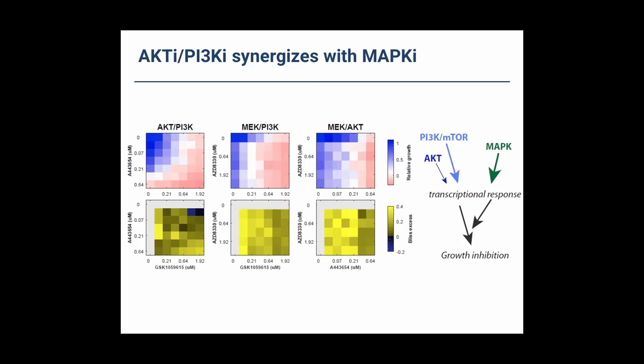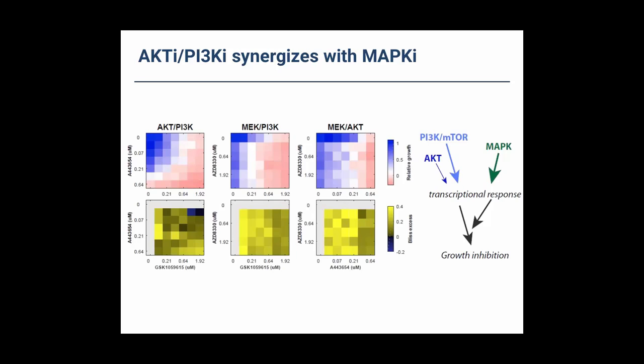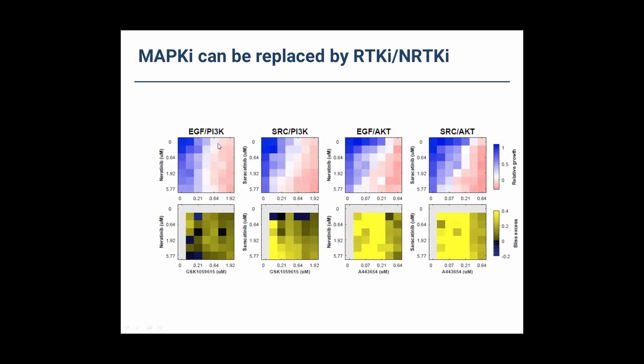So as I showed before, the MEK inhibitors induce more or less the same response as the EGFR inhibitor in that particular cell line. So basically, we try to substitute the MEK inhibitor by an EGFR inhibitor. And you get a bit of synergy too. It's not as strong here with the PI3K, but it's very potent with the AKT inhibitor.